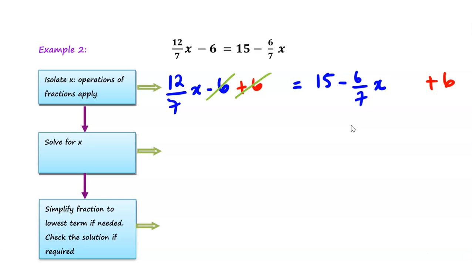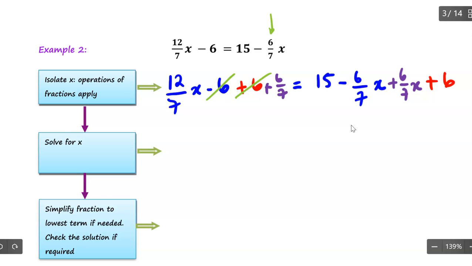Now the next step is this one right here. That means I add 6 over 7x on both sides. So I do the same thing here: add 6 over 7x. I add 6 over 7 times x on both sides of the equation, and that will give us the x isolated on the left-hand side of the equation. So let's see what we have next.